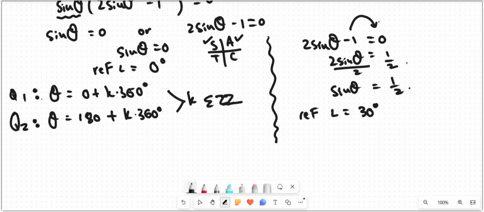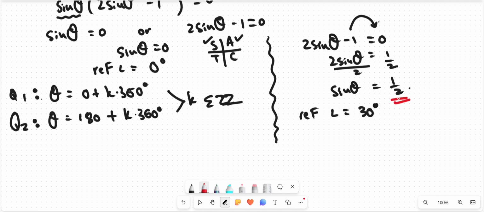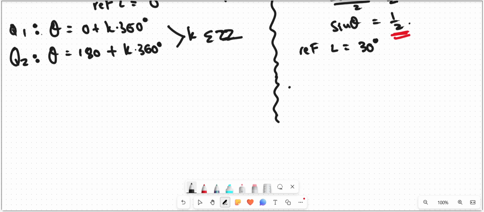Then where do I check? I'm checking for where sine is positive. That fraction is a positive. So again, it puts me in quad 1 and 2. But now since I have 30, those solutions are going to be slightly different from the first ones we just got. So since my reference angle is 30, in quad 1, I will have theta is equal to 30 degrees plus k 360.